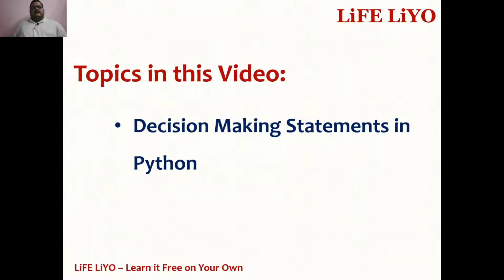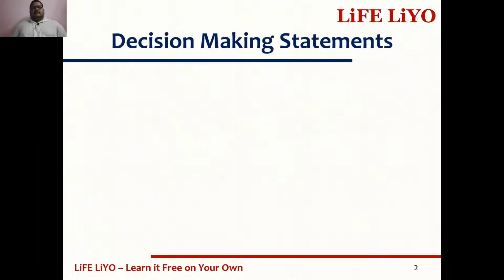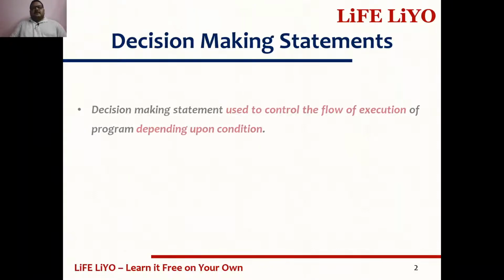In this video, I am going to discuss different decision making statements in Python. What are decision making statements? Why are they useful, or how are they useful? Decision making statements are useful for controlling the flow of execution of our program. And how we are going to control it depends upon the condition.